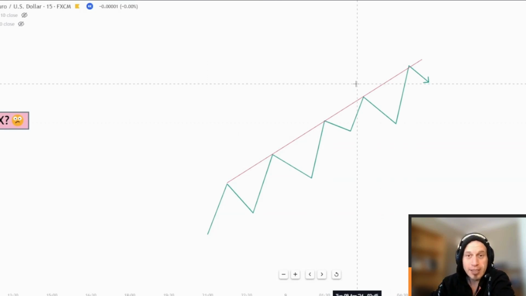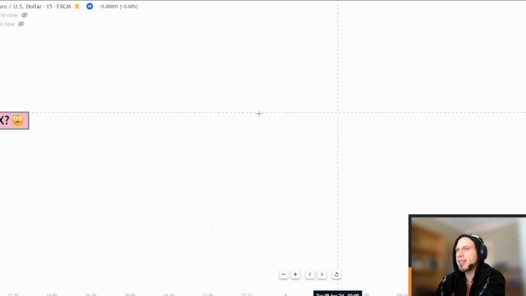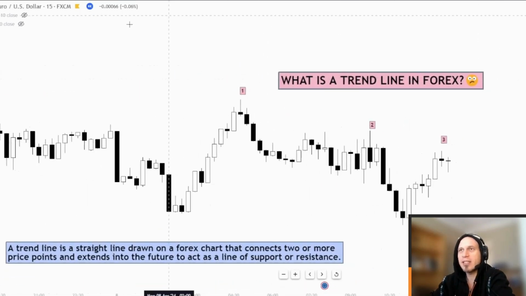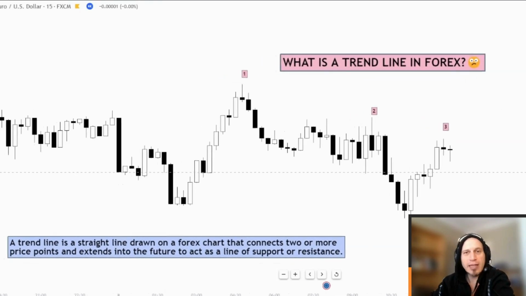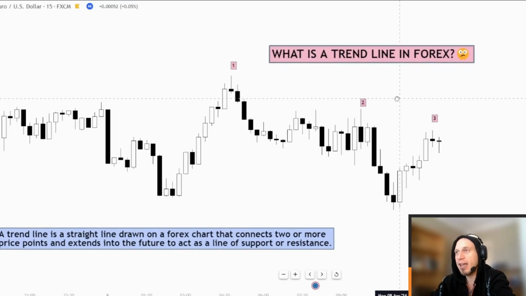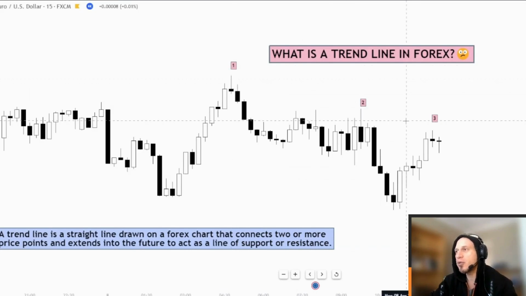All right, now let's do some examples on a live chart. So let's delete this. Let's go back to this area right here. This is Euro USD on the 15-minute time frame. Now, trend lines can be found on any single time frame. The markets are all fractal, so whether you're trading a 30-second time frame or a monthly time frame, you will find trend lines. All right, so as you can see here, I have labeled 3 areas of price. We got areas 1, 2, 3 points.